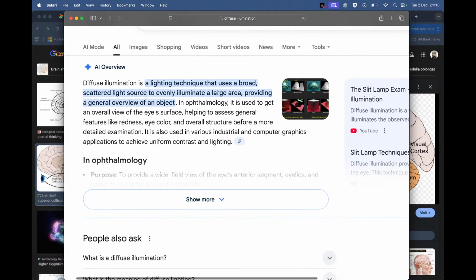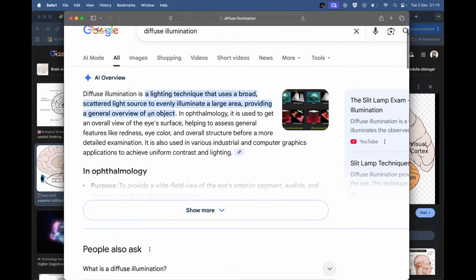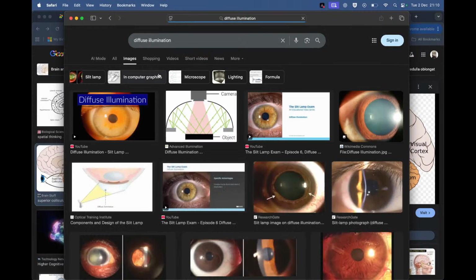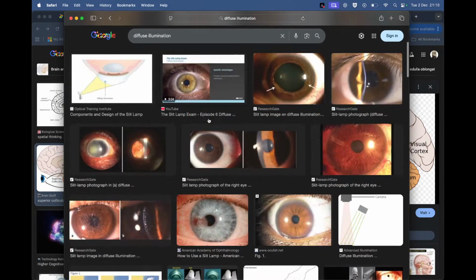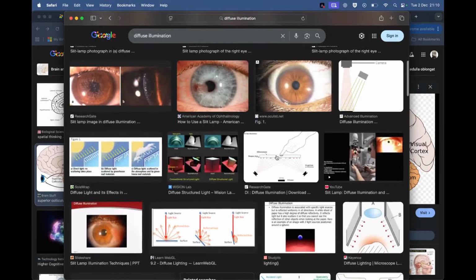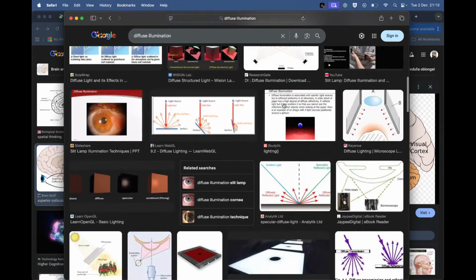It is a lighting technique that uses a broad scattered light source to evenly illuminate a large area, providing a general overview of an object. Right, so it wasn't specific, it was scattered light all across one area. Right, okay, interesting.